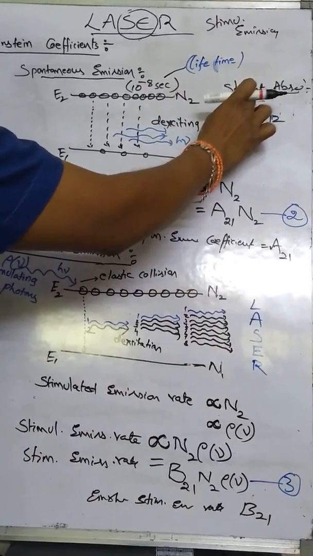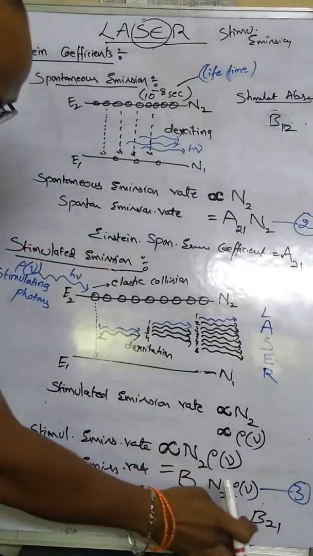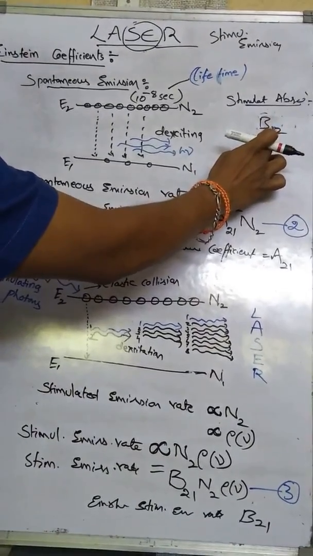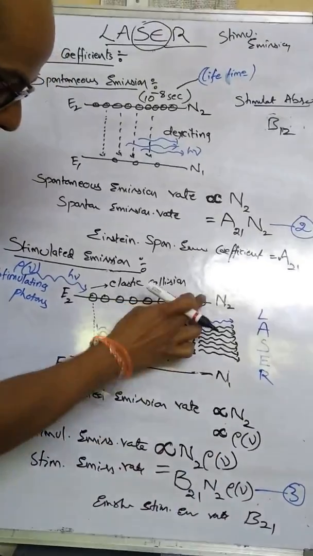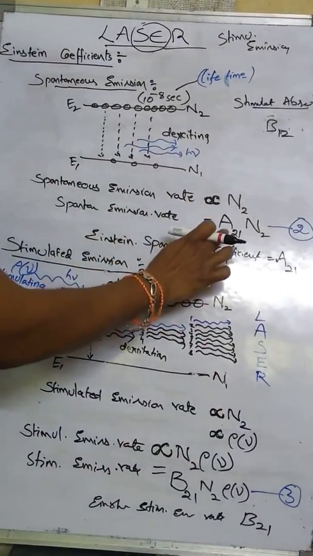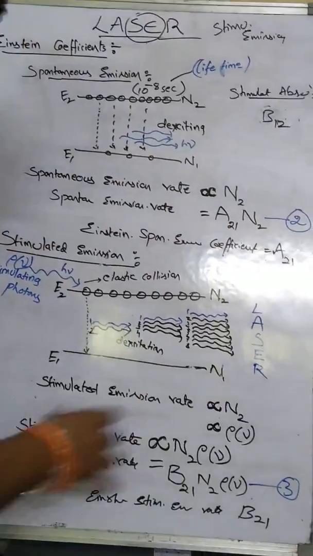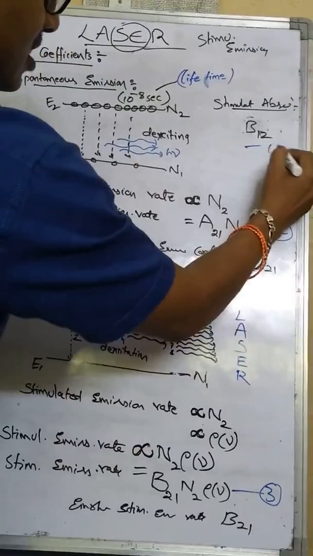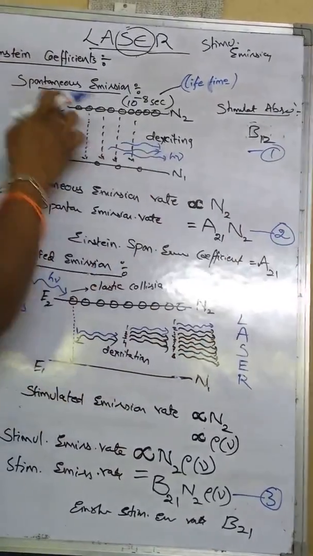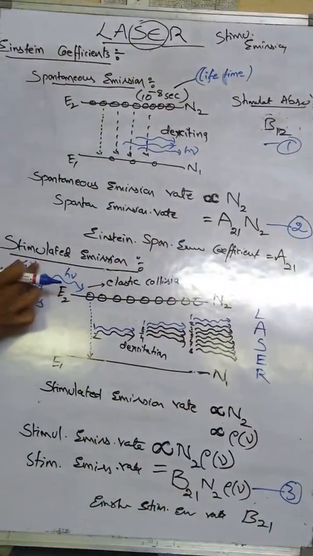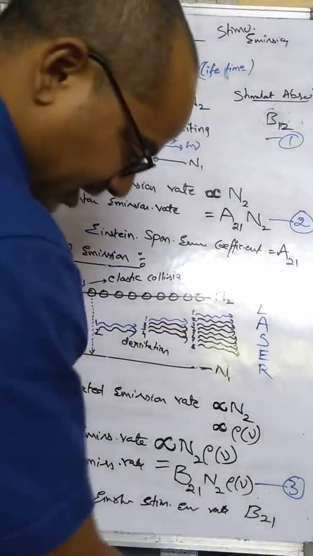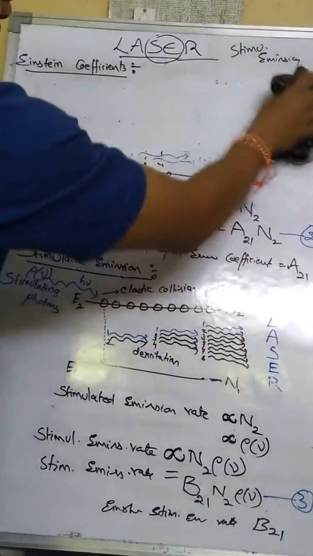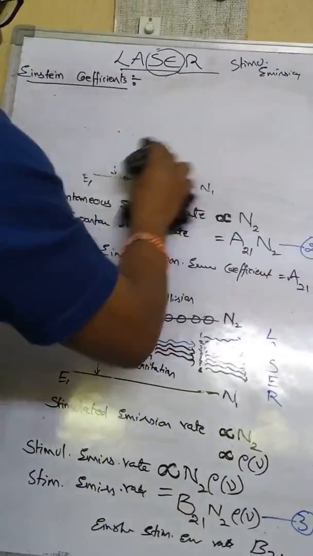For stimulated absorption or stimulated emission, I am using the letter B, where the suffix 12 represents energy state 1 to energy state 2 and 21 represents energy state 2 to 1. And for spontaneous, I am using the letter A. So now we have a total of 3 equations. Equation 1 is for stimulated absorption. Equation 2 is for spontaneous emission. Equation 3 is for the stimulated emission rate. With these 3 equations, we will put forward our derivation. How does the derivation proceed?